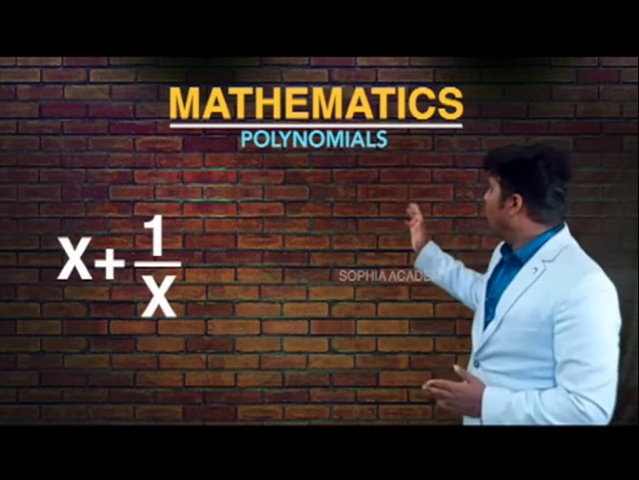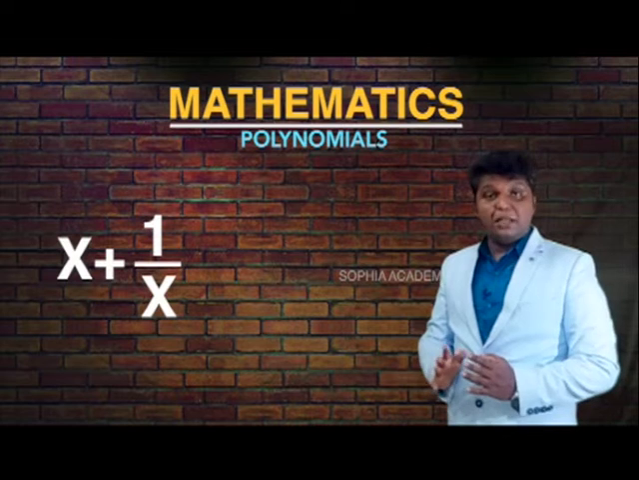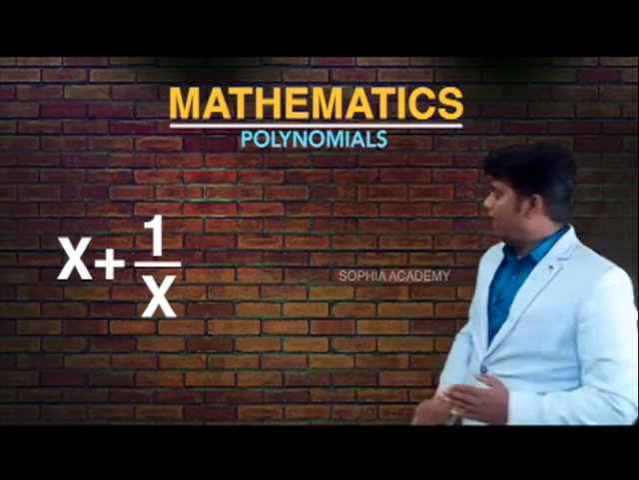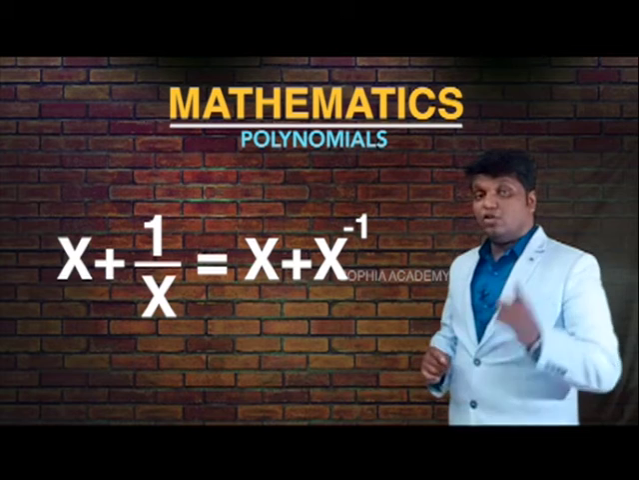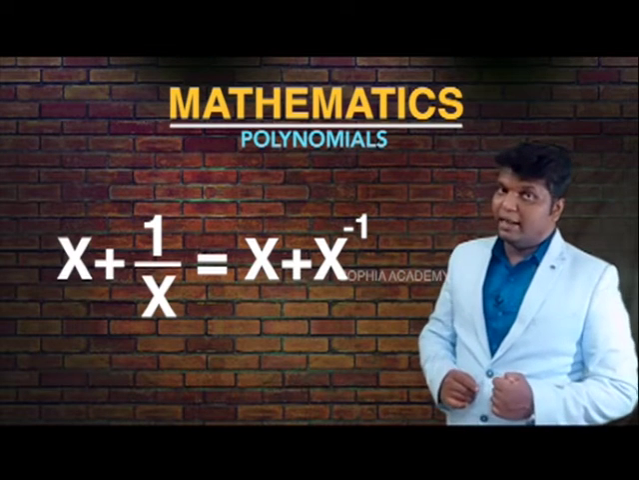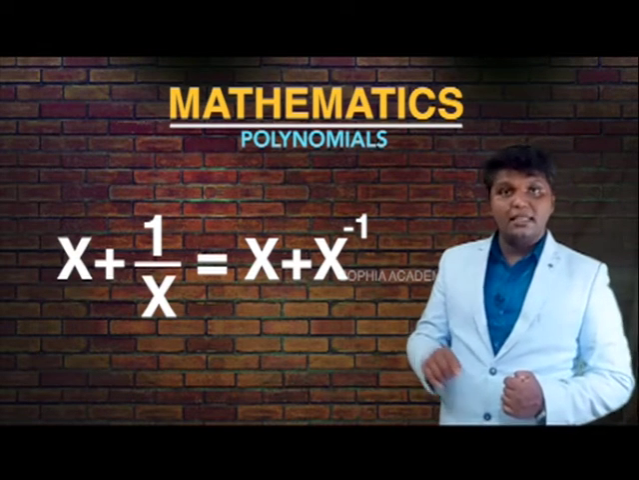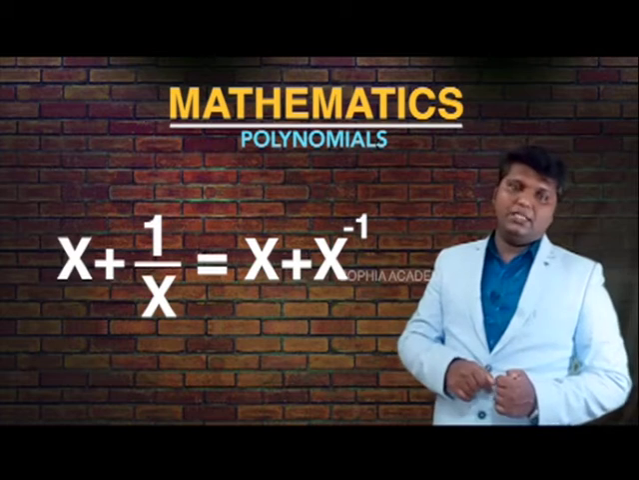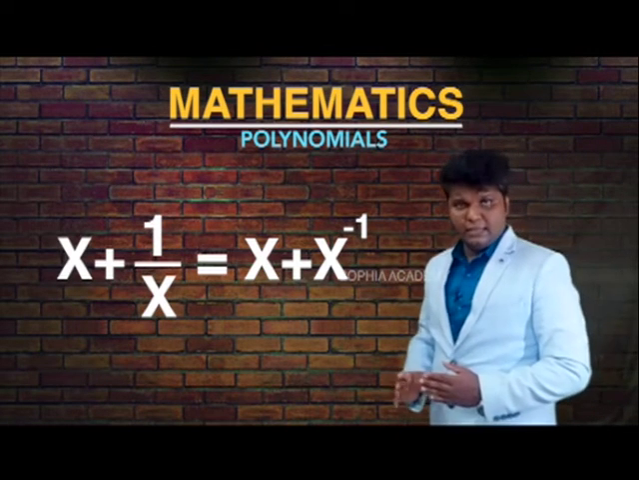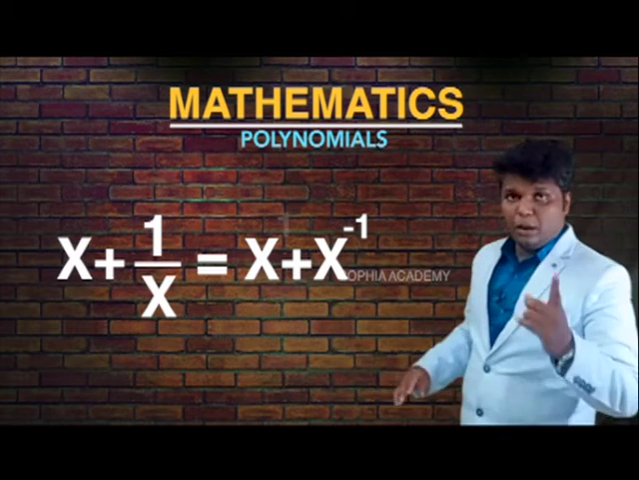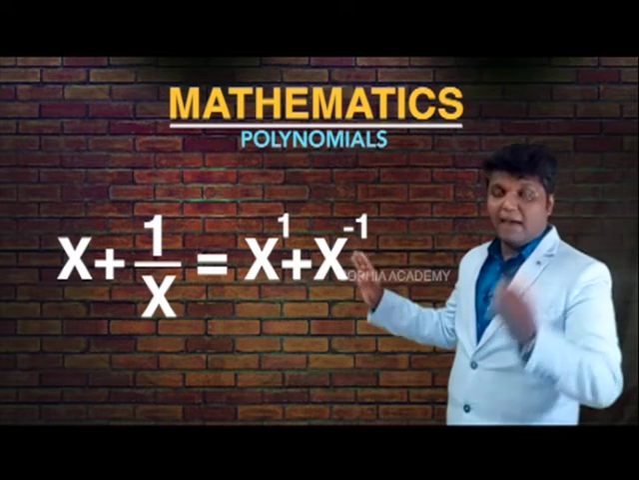x plus 1 by x. It can be written as x plus 1 by x is equal to x plus x raised to minus 1. You have already studied in your 8th class that 1 by x can be represented as x raised to the power of minus 1. Now check out these two terms. The first term is x. What is the power of x? It is 1 because nothing is written there. That means it has the power 1.